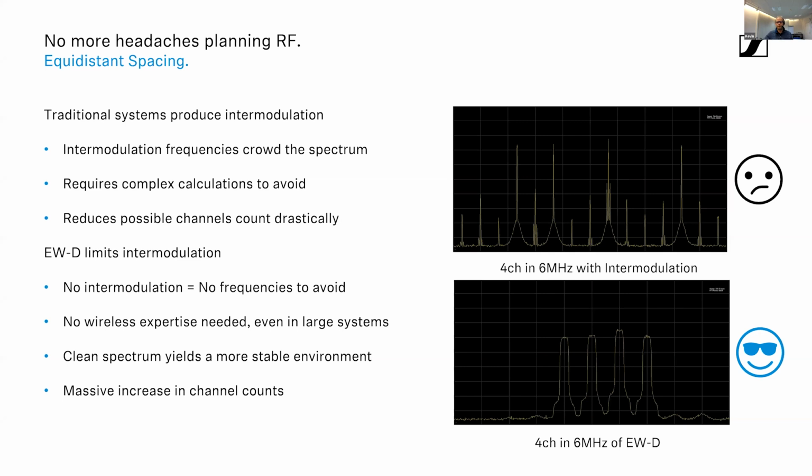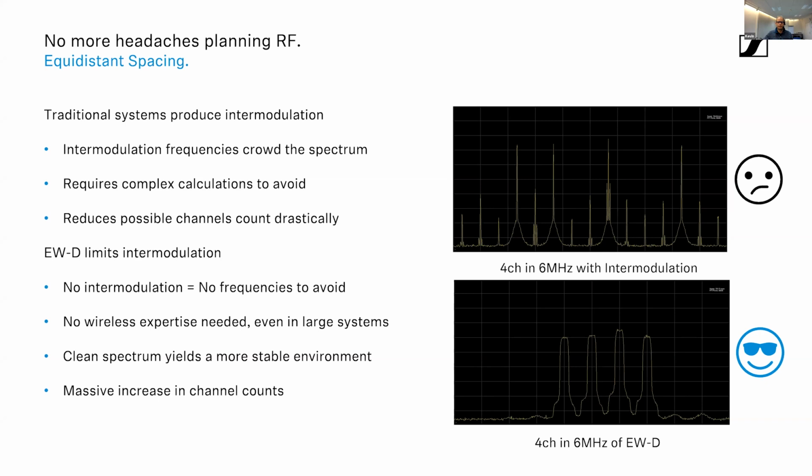Well, again, with a traditional system that produces intermodulation, those intermodulation frequencies crowd the spectrum. They require complex coordination so you can avoid where those things are going to be so you don't get those dropouts. And it makes it so you can't put anywhere near as many channels.